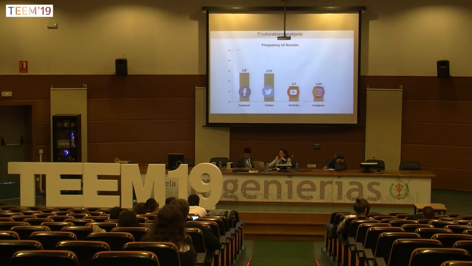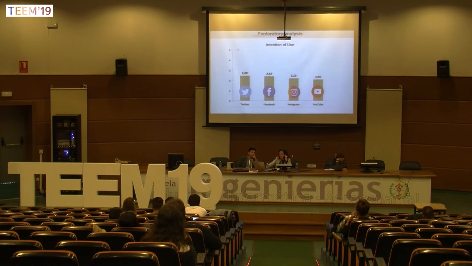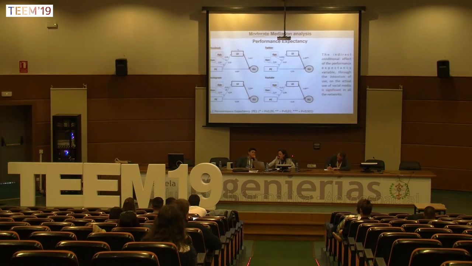The frequency of access to these networks: Facebook is the first, then Twitter, YouTube, and Instagram, more or less the same, but YouTube and Instagram are the least frequent for these students. But in the intention of use there are some changes, because Twitter is the first one, and Facebook, Instagram, and YouTube follow. This is the moderated mediation analysis, the results more or less.